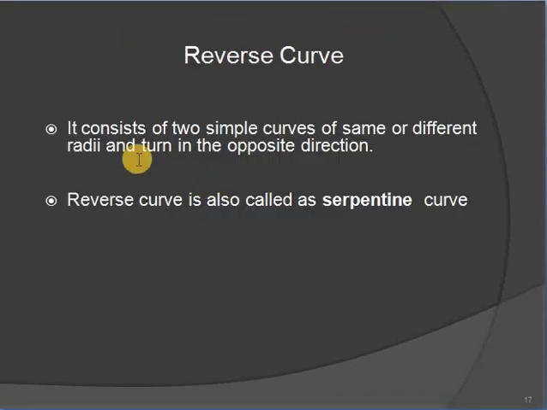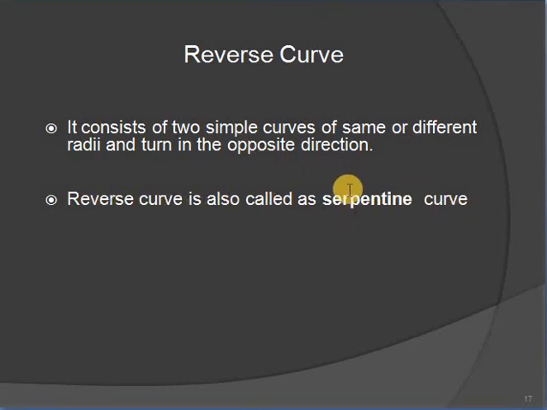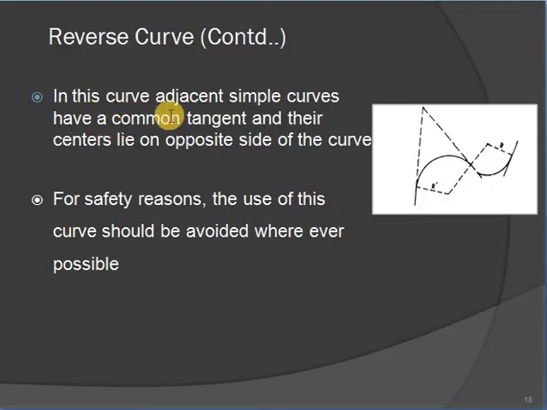And next is reverse curve. It consists of two simple curves of same or different radius and turn in the opposite direction. Reverse curve is also called a serpentine curve. In this curve, adjacent simple curves have a common tangent and their centers lie on opposite sides of the curve.